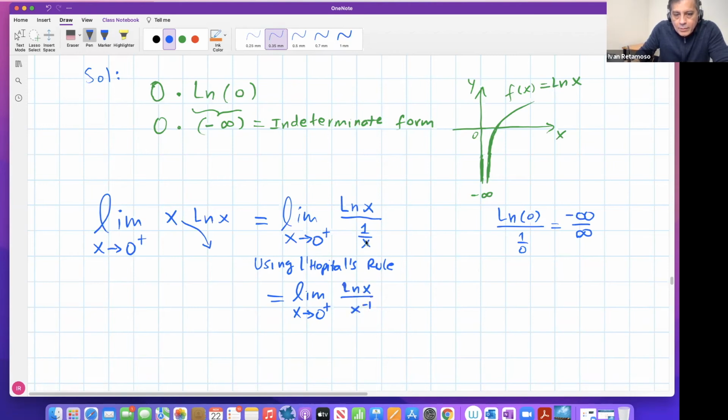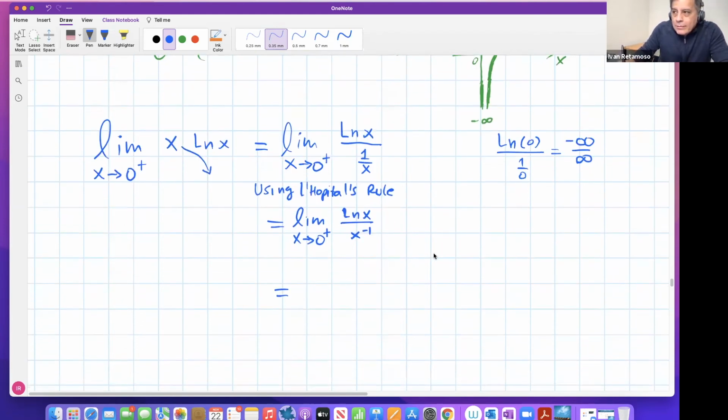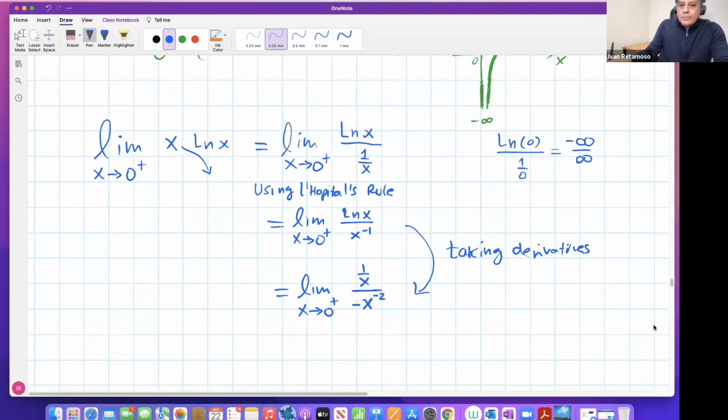I'm going to write this 1 over x as x raised to minus 1, because next I'm going to take derivatives. The derivative of natural log of x is 1 over x. The derivative of x raised to minus 1 is minus 1 coming down, and x raised to 1 less stays as the exponent: minus 1, minus 2. Minus 2.